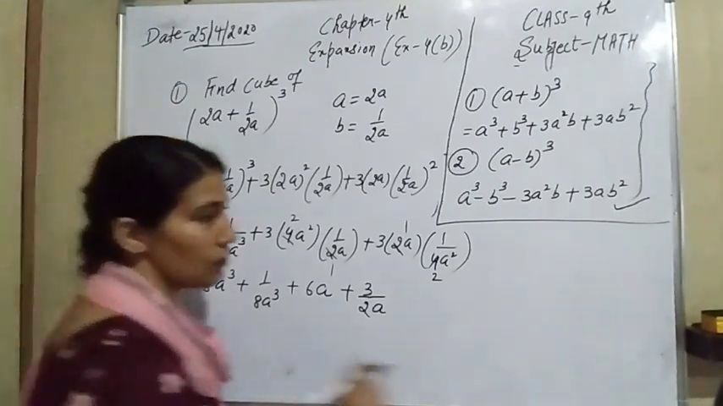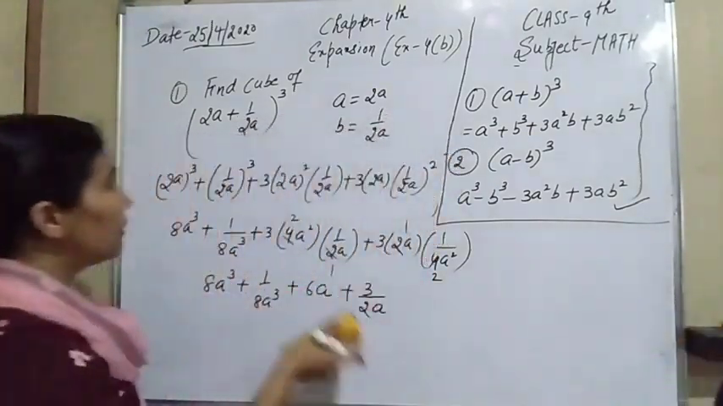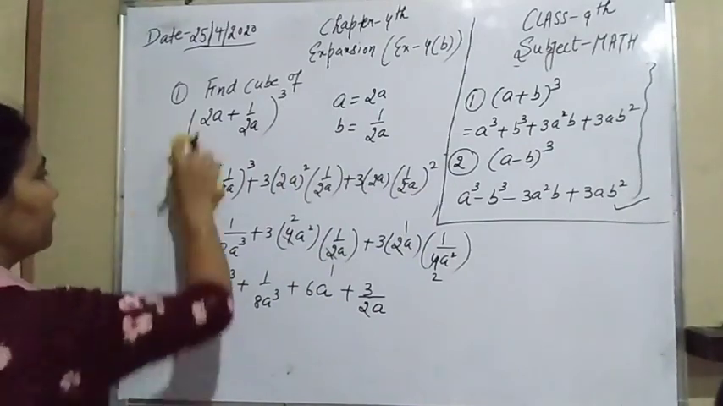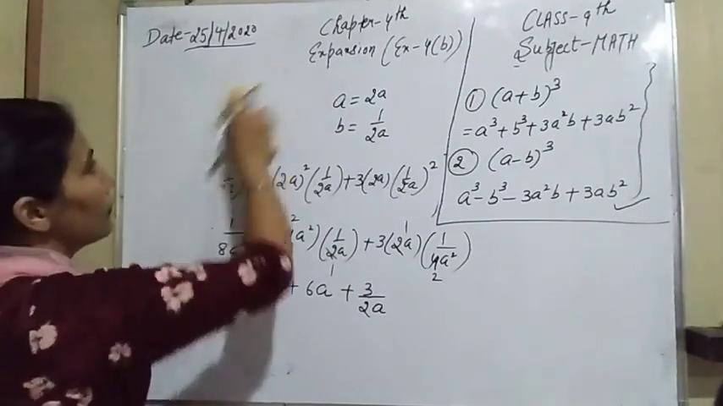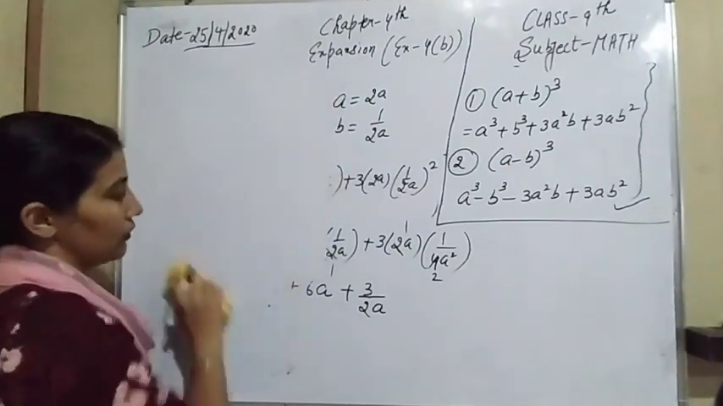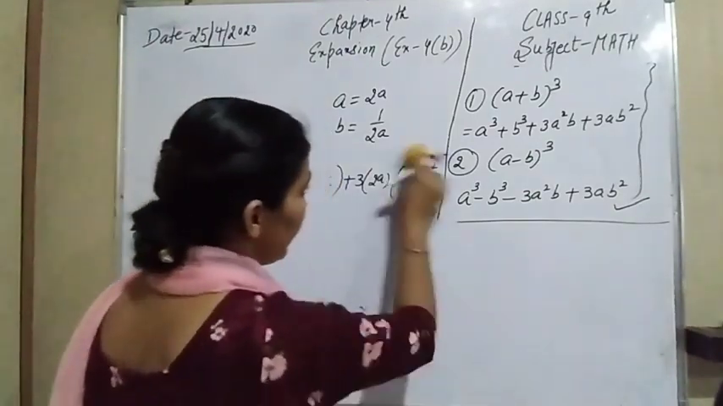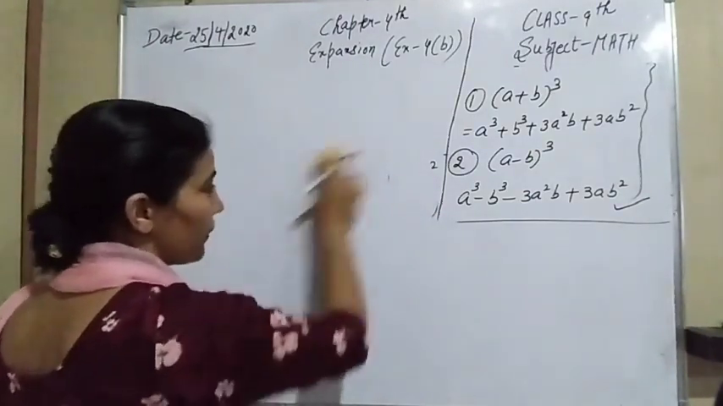Now come to the next question of this worksheet. Now the next question is... I'm going to rub both identities. Whenever they are used, I will write them down again.